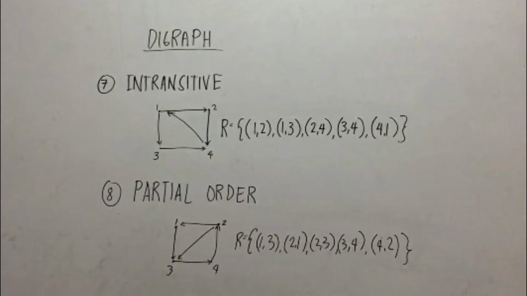Example 8 shows the pair 1 and 3, so an arrow from 1 to 3 is formed. Next pair is 2 and 1, so an arrow from 2 to 1 is formed. Next pair is 2 and 3, so an arrow from 2 to 3 is formed. Next pair is 3 and 4, so an arrow from 3 to 4 is formed. Lastly, the pair 4 and 2, so an arrow from 4 to 2 is formed.